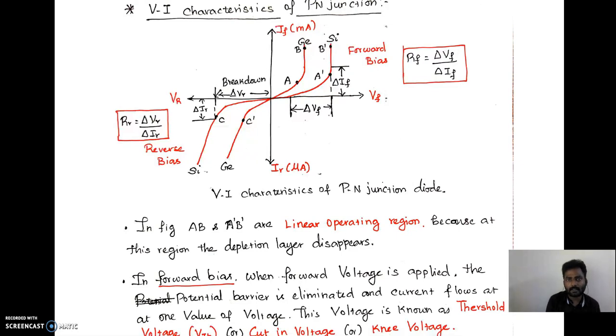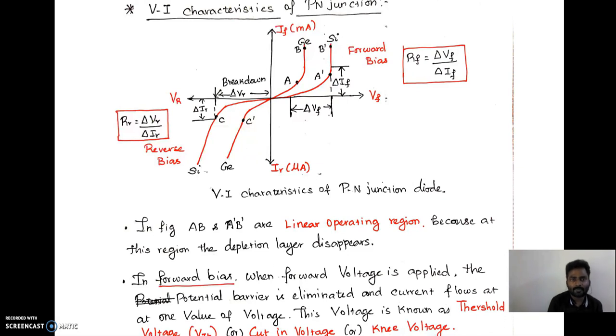This is the point where the change in forward voltage occurs, and the change in forward current is also mentioned here. The forward resistance, or diode resistance, is given by the ratio of change in forward voltage to change in forward current. Similarly, the reverse resistance is the ratio of change in reverse voltage to change in reverse current. The diagram shows both forward as well as reverse bias.